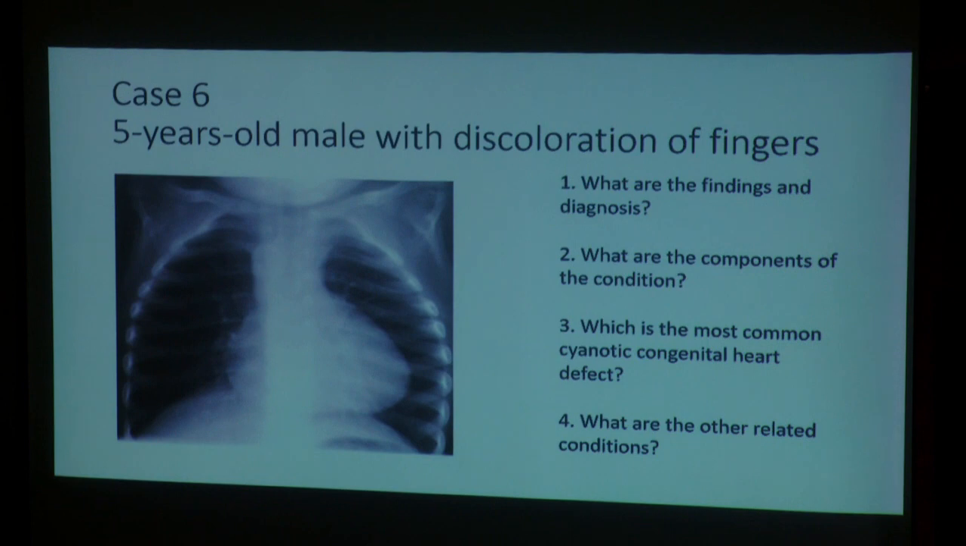Egg on string basically means a narrow vascular pedicle. What else can have narrow vascular pedicle? Or just with the clinical history, take a guess. A 5-year-old child with bluish discoloration, what all will you think? What are the congenital cyanotic heart diseases?